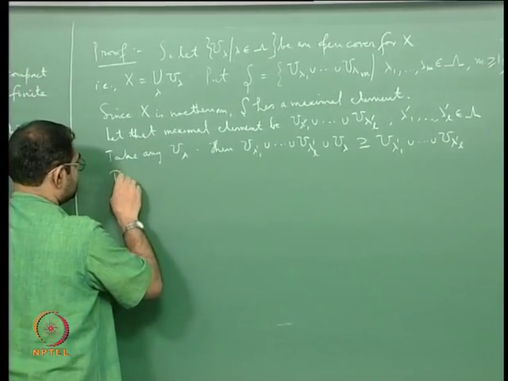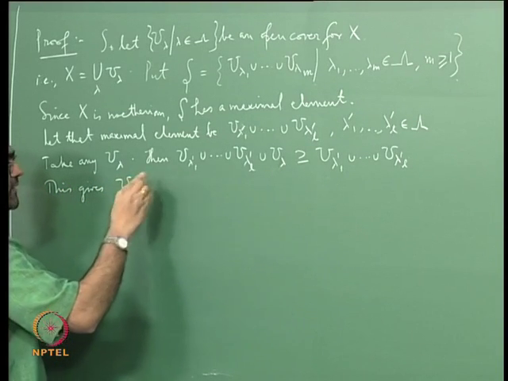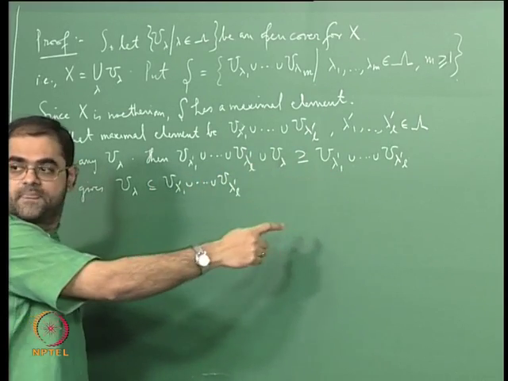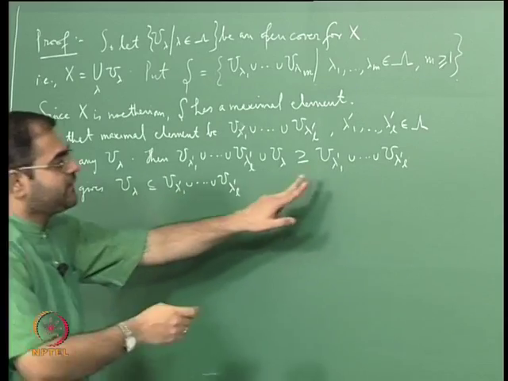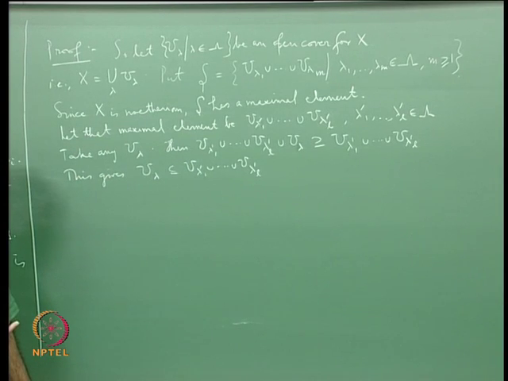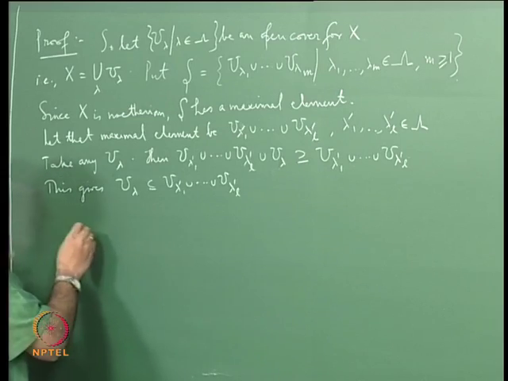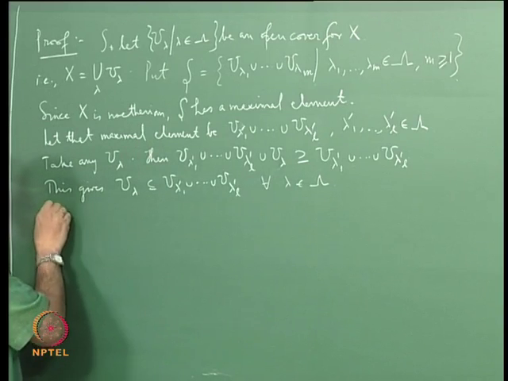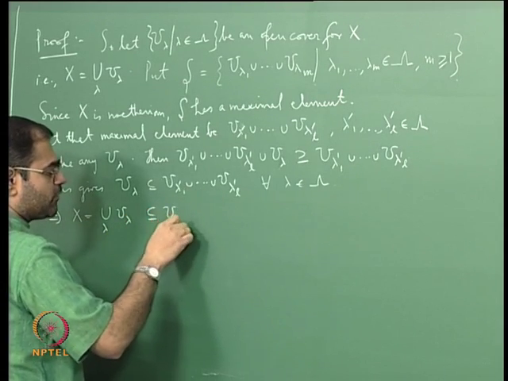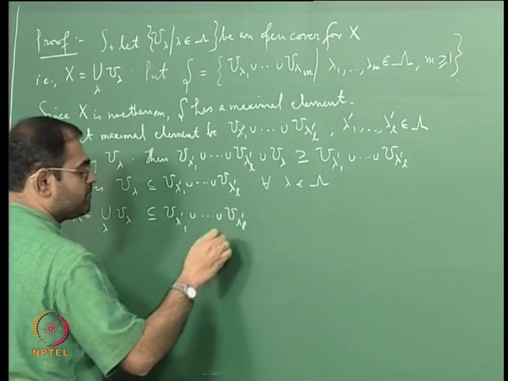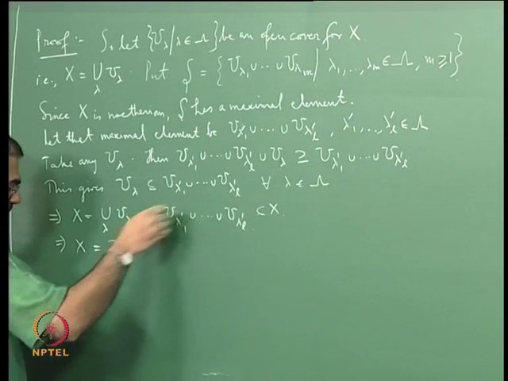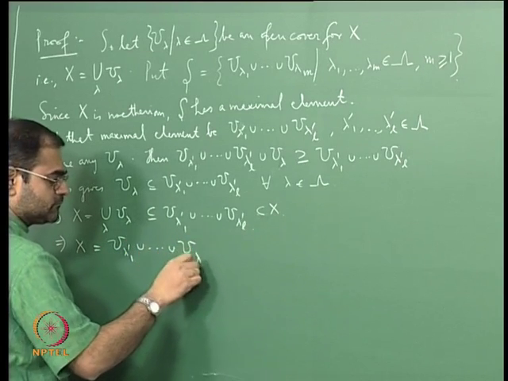So this gives that U_λ is actually contained in U_{λ1'} union ... union U_{λl'}. If this is equal to this, then the extra set I have taken the union with has to be already contained in this, only then I will get equality. But this small λ I took was arbitrary. So this is true for all small λ in capital Λ. So this tells you that X, which is the union of all the U_λ, because they are a cover for X, is also contained in U_{λ1'} union ... union U_{λl'}, which is of course contained in X. And this will tell you that X is actually this maximal element, and I am done.